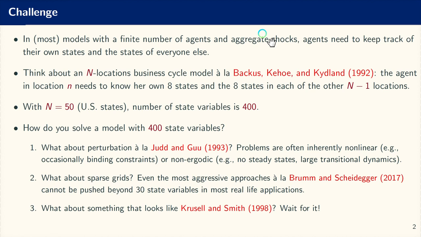What about sparse grids? Well, the problem is that even the most aggressive approaches à la Bloom and Scheidegger 2017 cannot really be pushed beyond 30 state variables or so in most real-life applications. Of course, that doesn't imply that sparse grids are not very useful. It means that we can deal with models with 20 or 25 state variables, but it also means we are not going to be able to deal with models with 400 state variables.